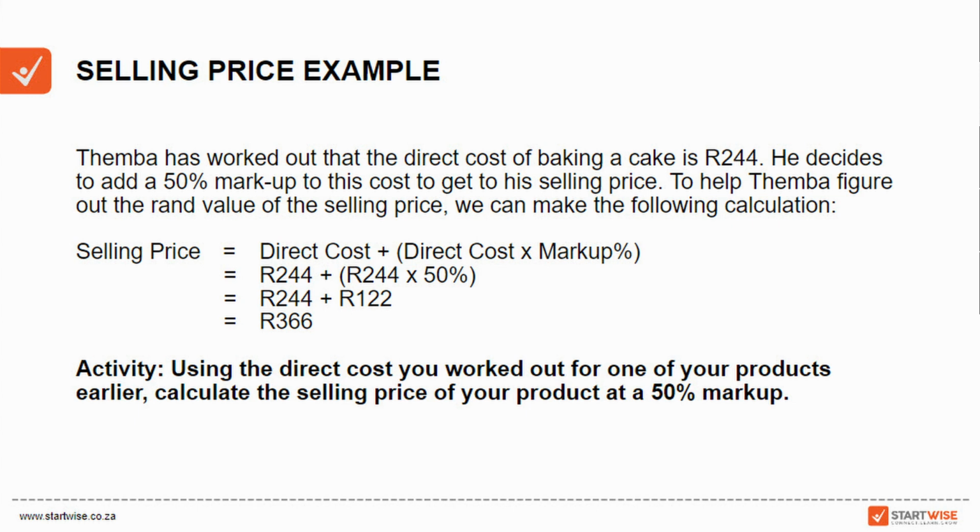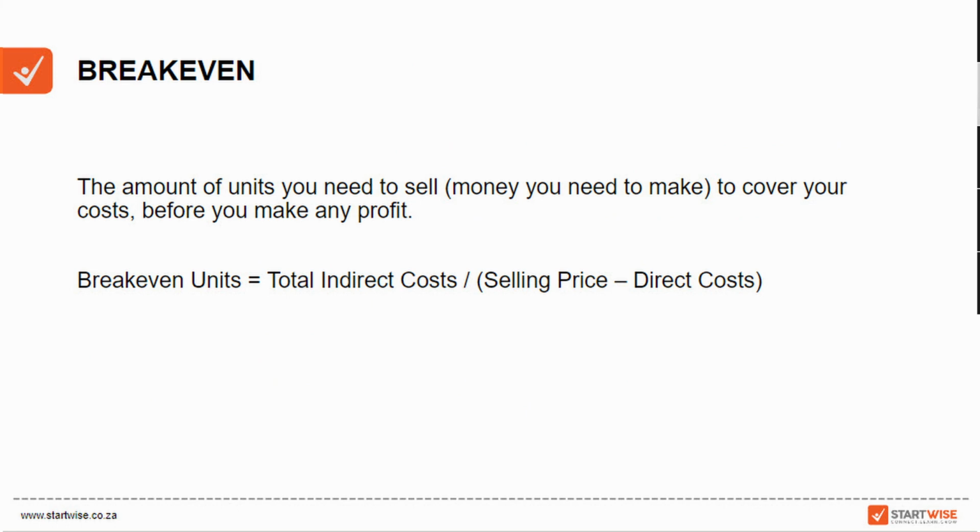What we'll be doing next is using this information in what we call a break-even analysis. Here I've given you a definition of break-even, which is the amount of units you will need to sell, or in other words, the money you need to make to cover all of your costs before you make any profit. So really you want to see how many units of a product you need to sell in a month to cover your costs. And then you know that anything over and above that will contribute to your profit.